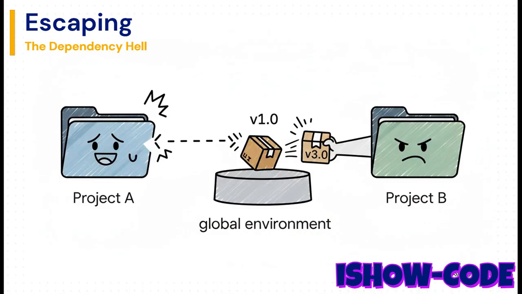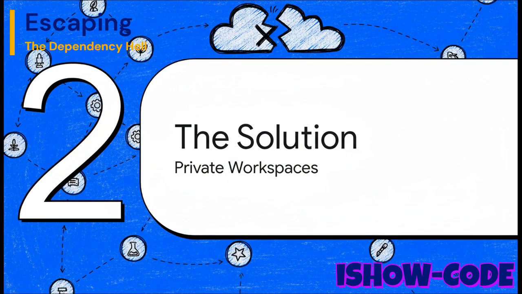And this right here, this is the conflict in a nutshell. Project A, it's old, it's stable, it needs requests version 1.0, but Project B needs all the new bells and whistles from version 3.0. In that shared global space, you can only have one. It's impossible. You're basically forced to pick which project gets to work today. So how do we escape? How do we let both of these projects live in peace?